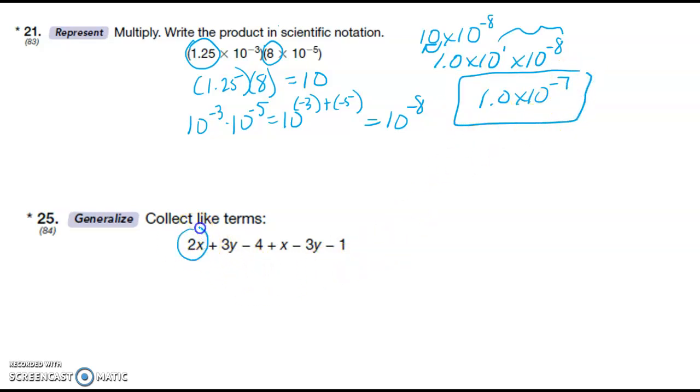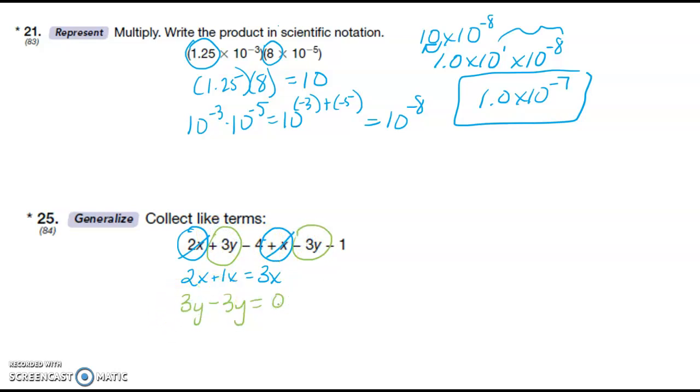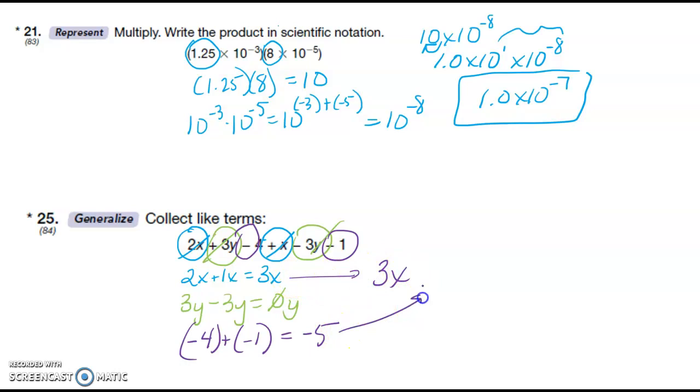Okay, collect like terms. So we have 2x, we have plus x, and that's it for that. So 2x plus 1x is equal to 3x. Those can go away. I have 3y minus 3y. So 3y minus 3y is 0. So that's not even going to show up in our answer. And then I have -4 and -1. So -4 plus -1 is equal to -5. So my answer is going to be 3x minus 5.